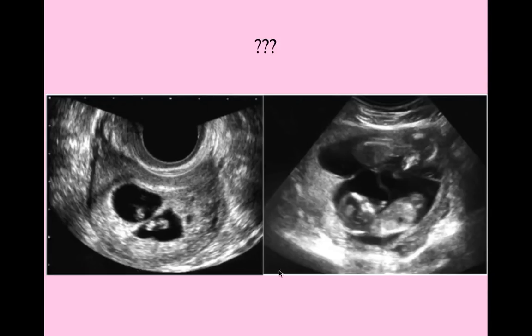What about this one here? So it's hard to tell here. You can see as they start to get bigger, it can get harder to tell. But what about right here? So is there an inner twin membrane?